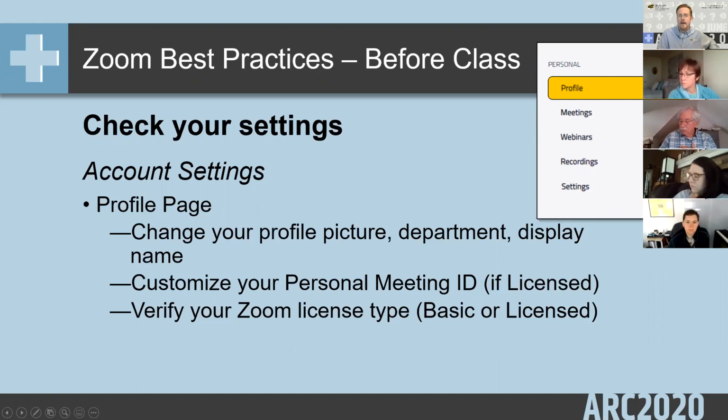And you can also personalize your meeting ID if you have a licensed account. I'm not really going to talk about personal meeting IDs today, but if you have any questions, you can ask me about that. Also, it's a good place right there in your profile page to verify what type of license you have, whether it's basic or licensed. So if you don't know, that's a good place to check.